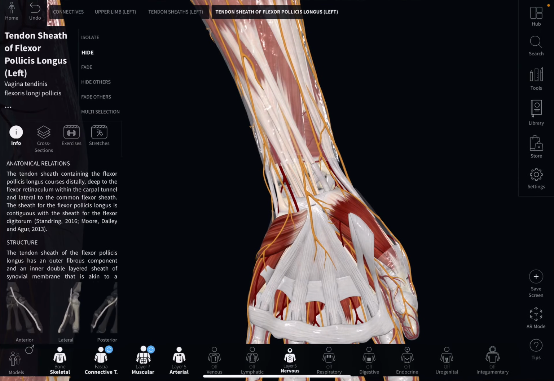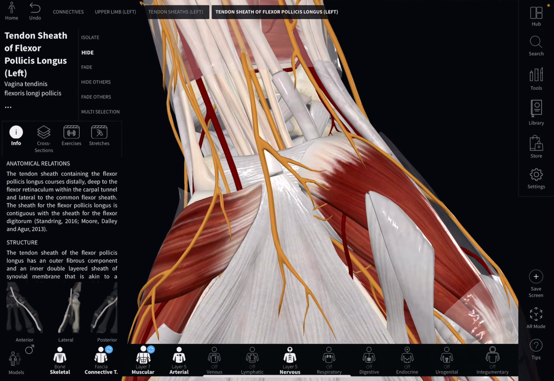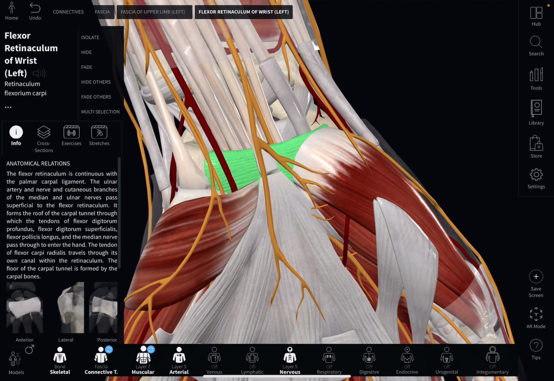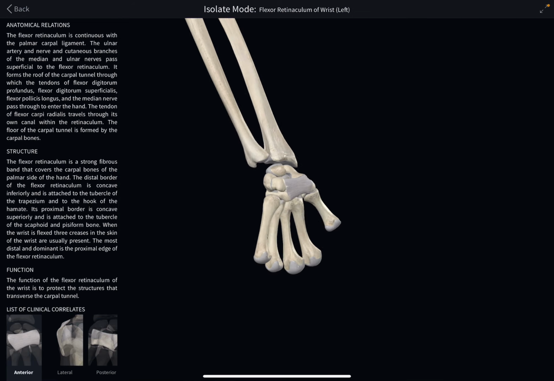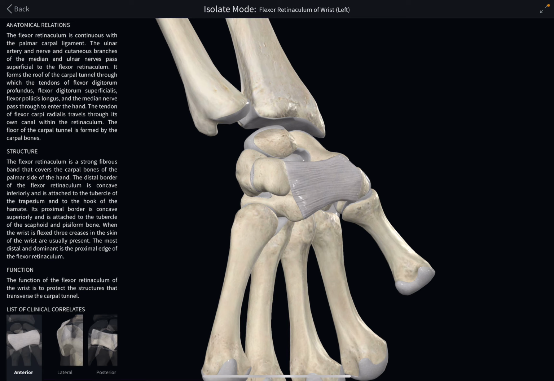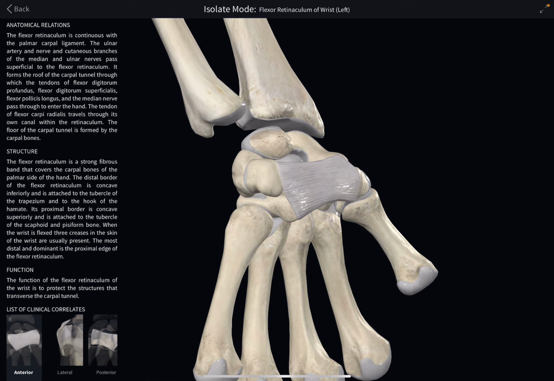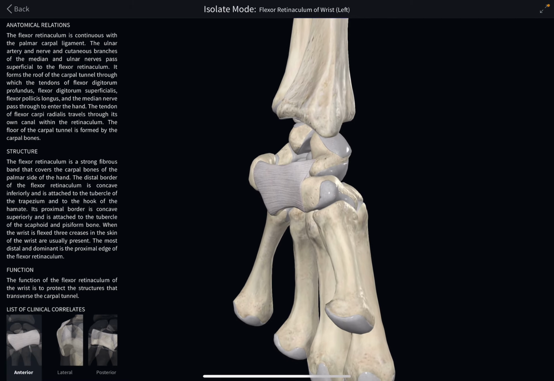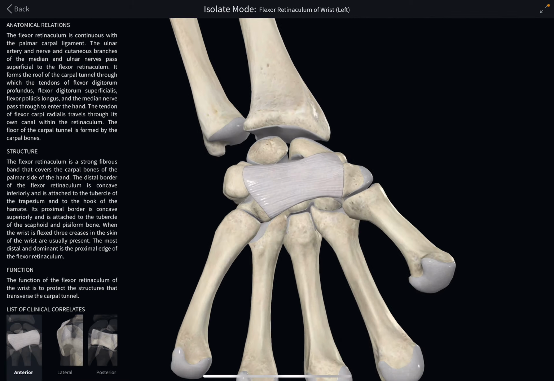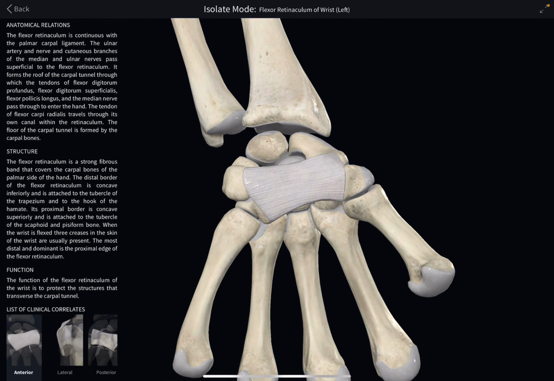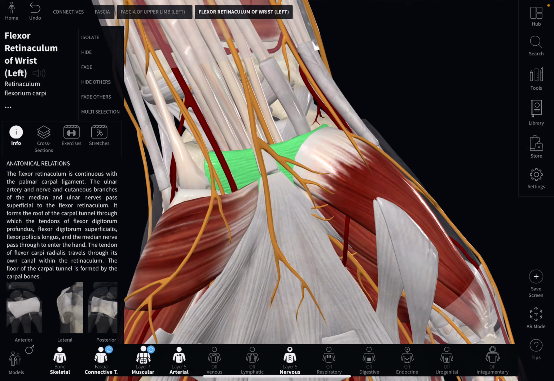Let's take a look at the flexor retinaculum in this 3D atlas. So here's the flexor retinaculum with its attachments. Medially we have its attachment to the pisiform bone and to the hook of hamate, and laterally it is attached to the tubercle of the scaphoid and the crest of the trapezium bone, and deep to it we have this carpal tunnel due to the concavity of the carpal bones. That's how they are arranged.